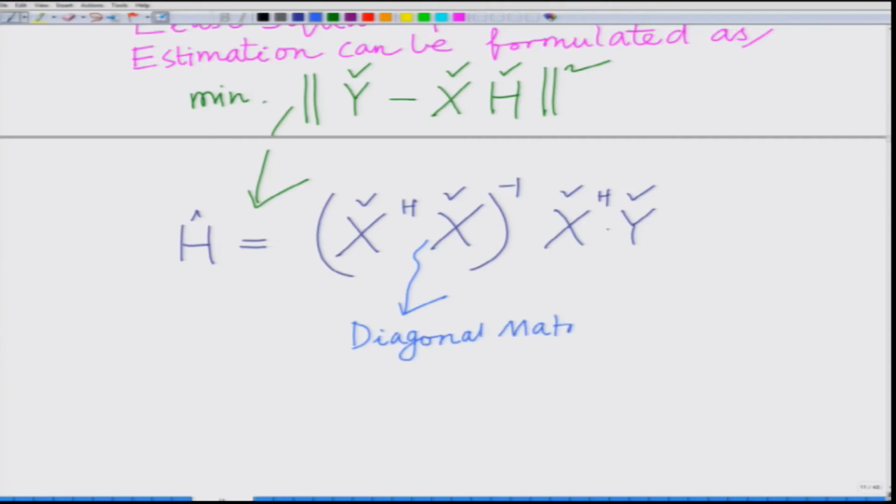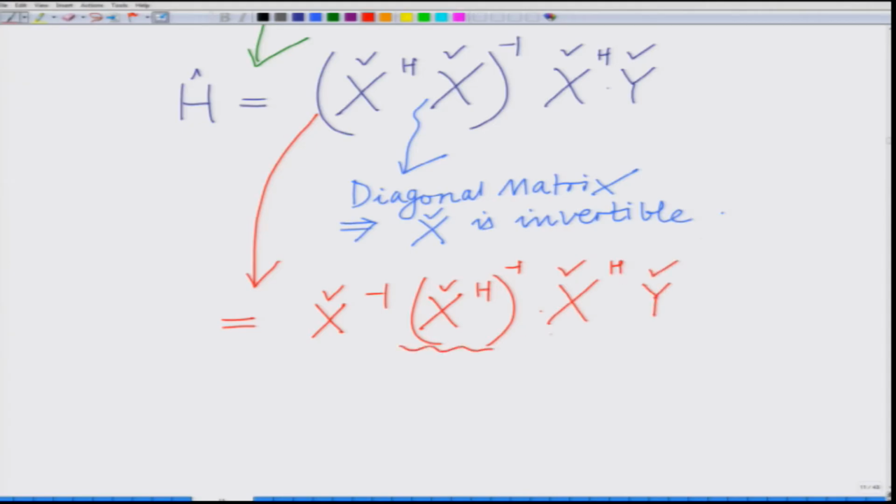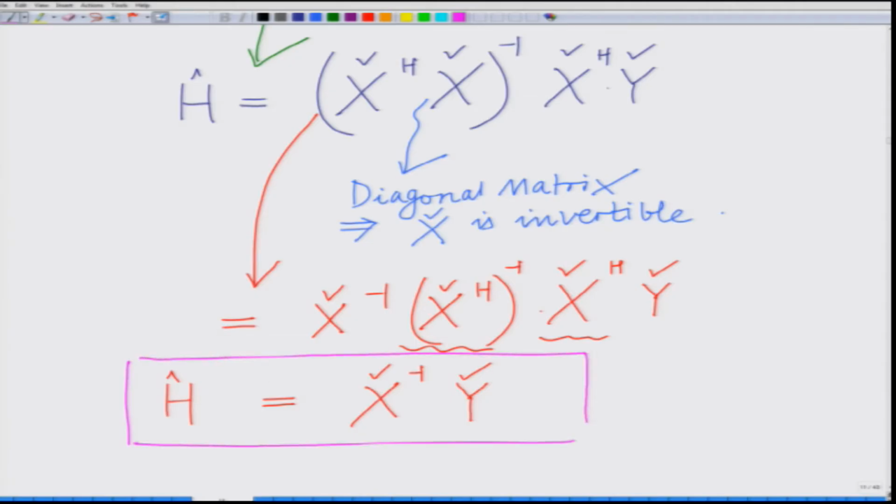X check is a diagonal matrix, which implies X check is invertible. Therefore, specifically for this scenario, although it is not generally valid, since X check is an invertible matrix, I can write this in terms of X check Hermitian. So, this becomes X check Hermitian inverse times X check Hermitian times Y check. X check Hermitian inverse times X check Hermitian is the identity. So, your H hat is basically X check inverse times Y. That is the estimate of the channel coefficient.